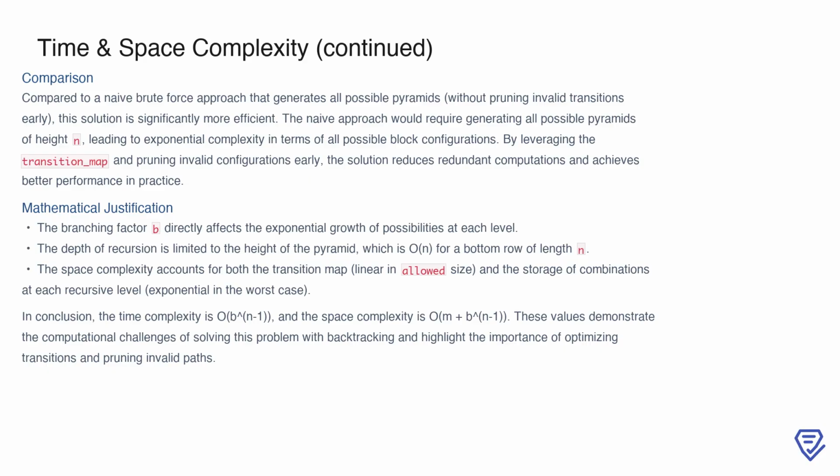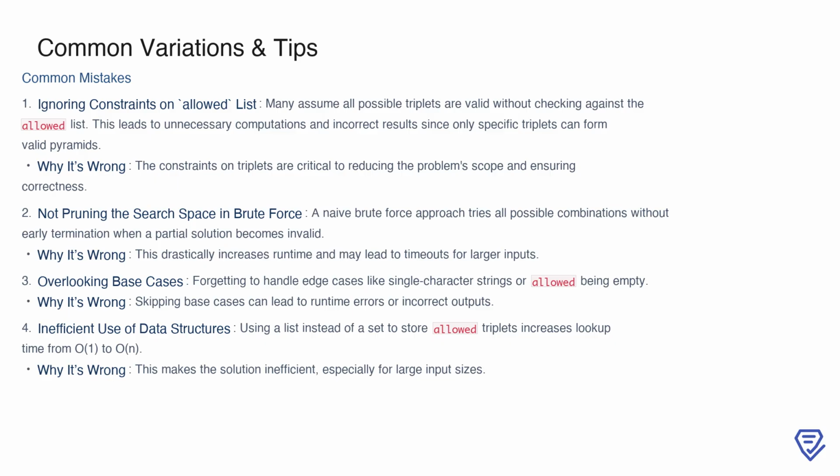Ultimately, the time complexity of O(B^n) and the space complexity of O(m plus B^n) illustrate the challenges of solving this problem through backtracking, while also emphasizing the importance of optimizing transitions and pruning unnecessary paths to improve performance. When tackling this problem, there are several common mistakes to watch out for.